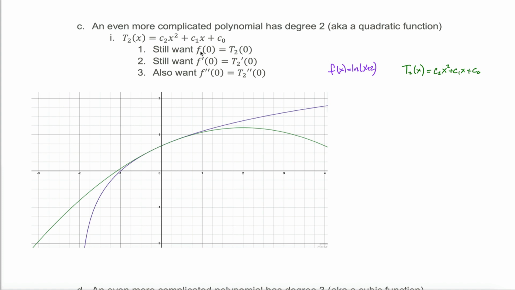First things first, I've got to make sure these things have the same height when x equals 0, so I have to make sure that f of 0 is equal to t2 of 0. Well, f of 0, as we've seen a few times now, is just the natural log of 0 plus 2, in other words, the natural log of 2. And t2 of 0, because this thing is a polynomial, if I change all the x's into zeros, is just going to be equal to the constant term, c0.